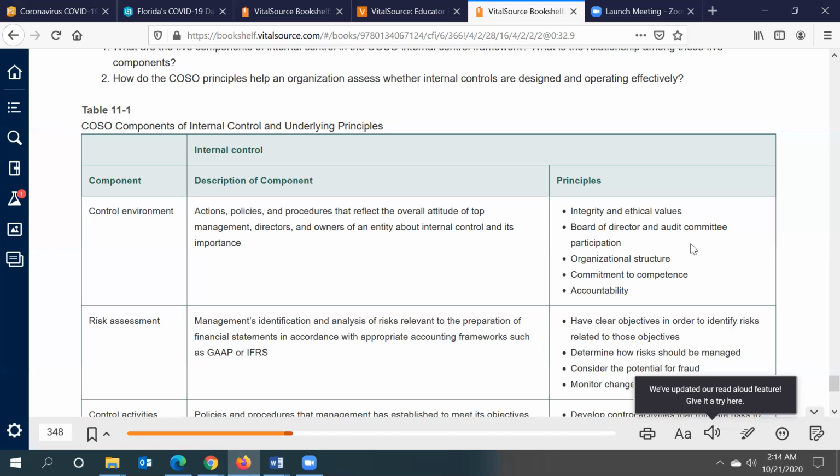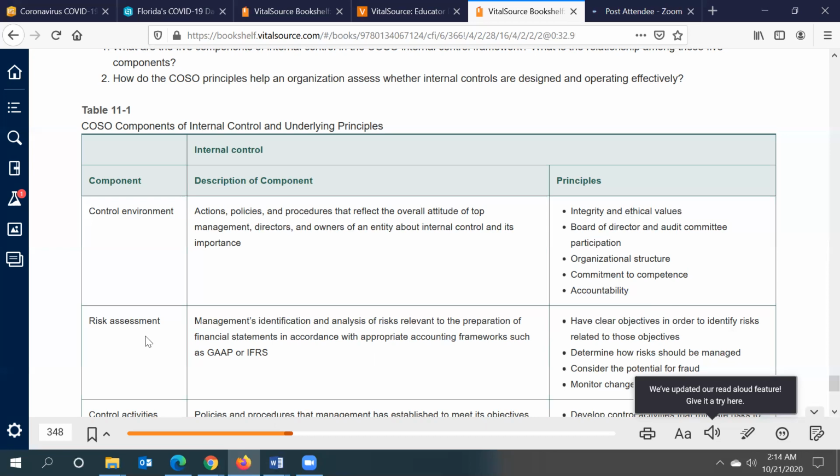We want to see board of director and audit committee participation, the audit committee being a subset of the board of directors. And I'm on the audit committee at Florida Southern, so I help make sure that, yes, we've got great participation. The organizational structure, so that everybody knows what they should be doing. There should be an organizational chart, of course. Also, the top management is committed to competence and accountability. They hold people accountable for their actions. It's rather like on a sports team. That team is only as strong as the coach at the head of it. Same sort of thing here.